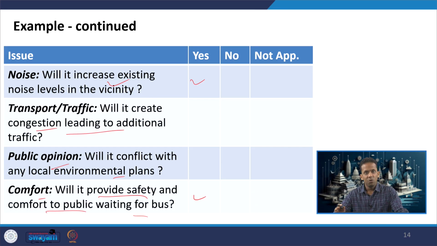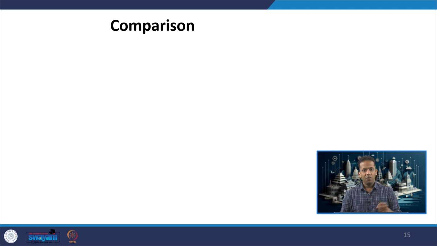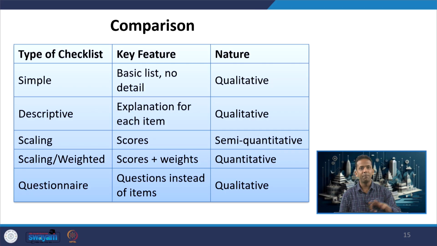What we have covered so far is different types of checklist methods. Each of these methods has some attributes or specific features, so let us look at the comparison of all these 4 or 5 types of checklist methods: type of method, key feature and the nature. Simple checklist is just a basic standard list, with no details or information on the type or quality of activity or impact. So, it is mostly qualitative in nature.